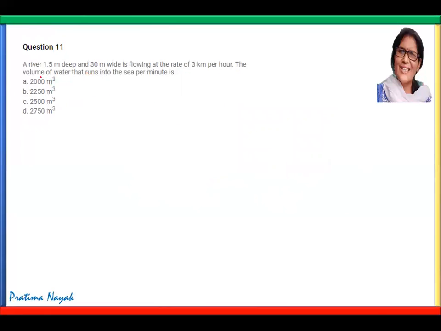Now, question number 11. A river 1.5 meter deep, 30 meter wide is flowing at the rate of 3 km per hour. The volume of the water that runs into the sea per minute is. Okay, so nothing else is given, only that a river is flowing. The river is deep, which means the height is equal to 1.5 meter, and width is given as 30 meter, but the length is not given.